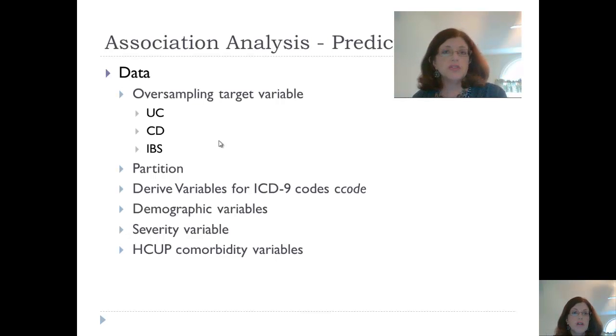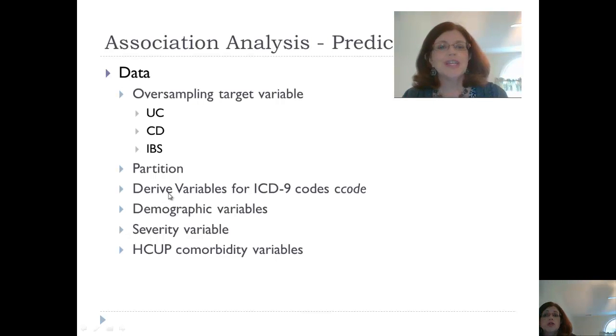Let's talk about the sampling so that we could have 50% yes target for UC and then 50% no, they did not have UC. We used the partition node again to separate into training and test. I believe we did that also.